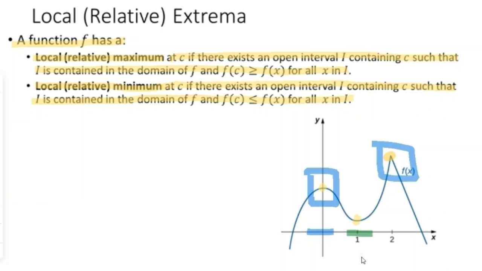If we consider this interval highlighted in green, then the points from that interval contained in that box we can see are higher than the highlighted point. So relative to the points around it, my yellow point is lower than everything else around it, making it a relative minimum since it's the lowest point relative to the points around it.